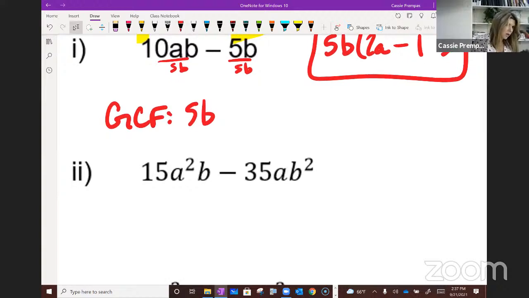Number 2, on your own, see if you can identify the GCF.